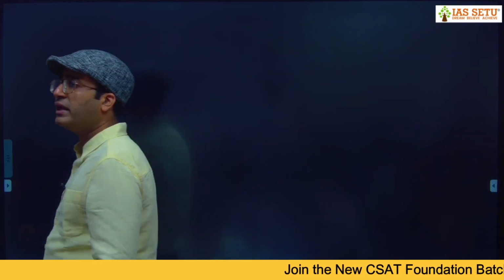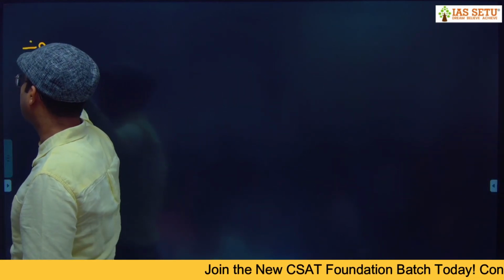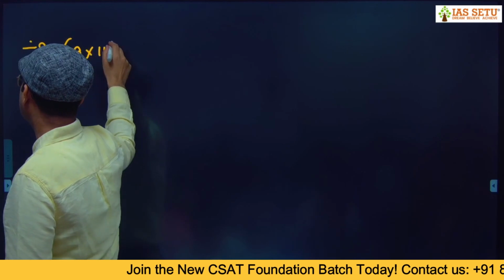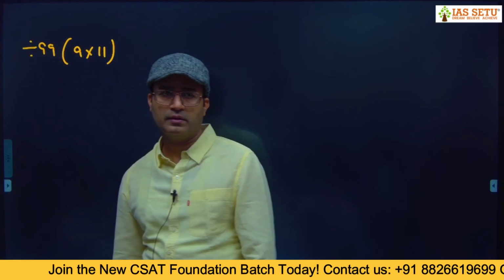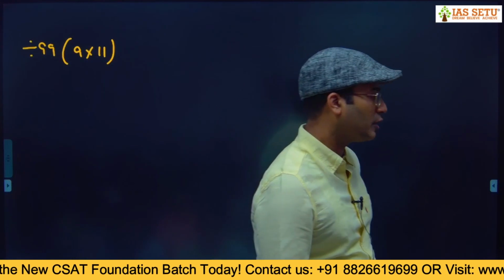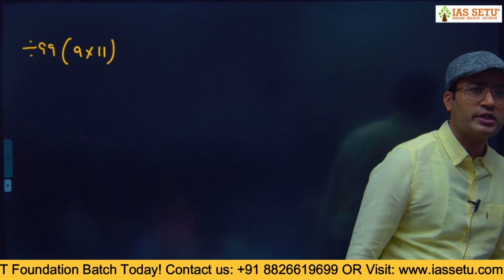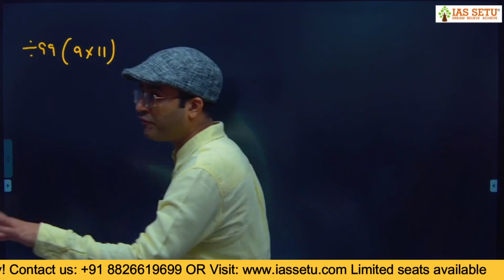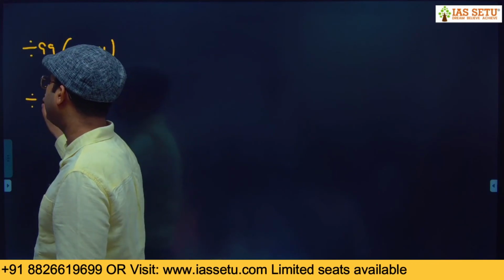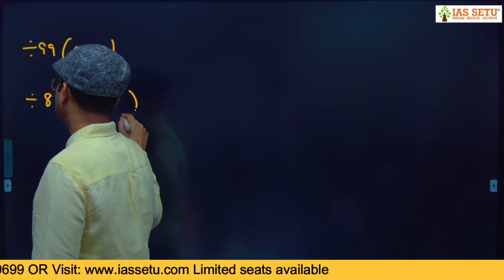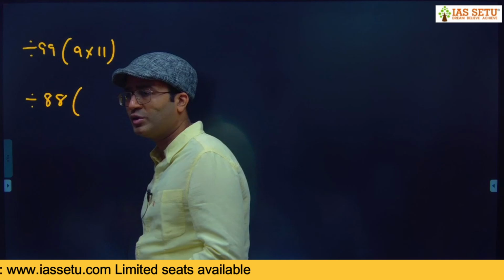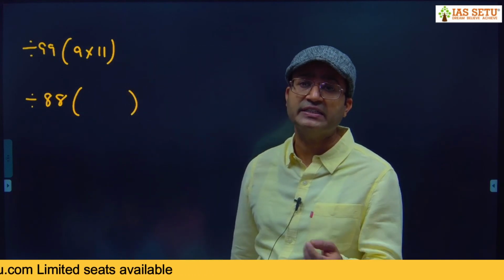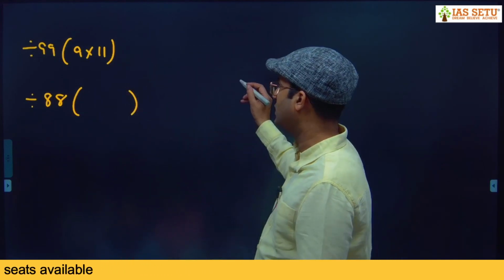Okay, like 99, just to give an example: 9 and 11, because 9 and 11 are co-prime. So if you have to check divisibility of 99, we can take 9 and 11. One of the favorite numbers of the examiner is 88. The given number will have some digits missing, and we'll say it is divisible by 88.